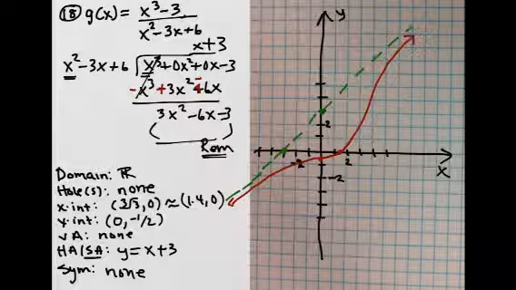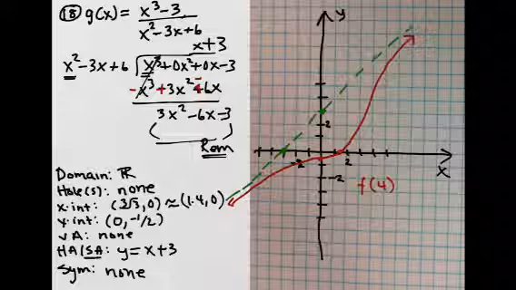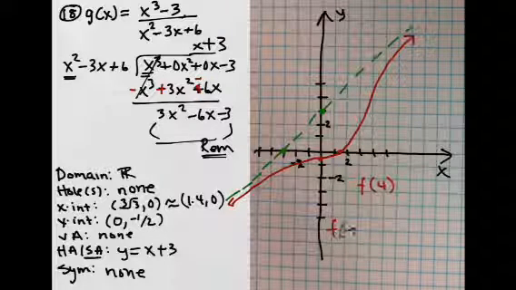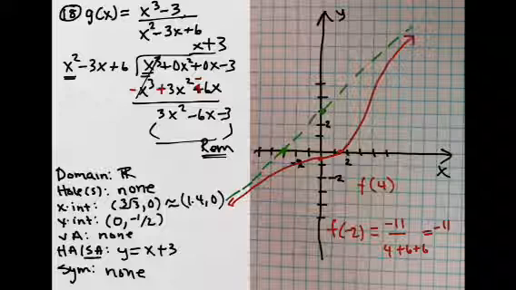Now I could have plugged in, let's say, f of 4, and that would have given me 6. I might be off by a little bit. Or you could plug in on the left side f of negative 4, or maybe f of negative 2 instead. That would give you negative 8 minus 3 over 4 plus 6 plus 6, so that would be negative 11 over 16.